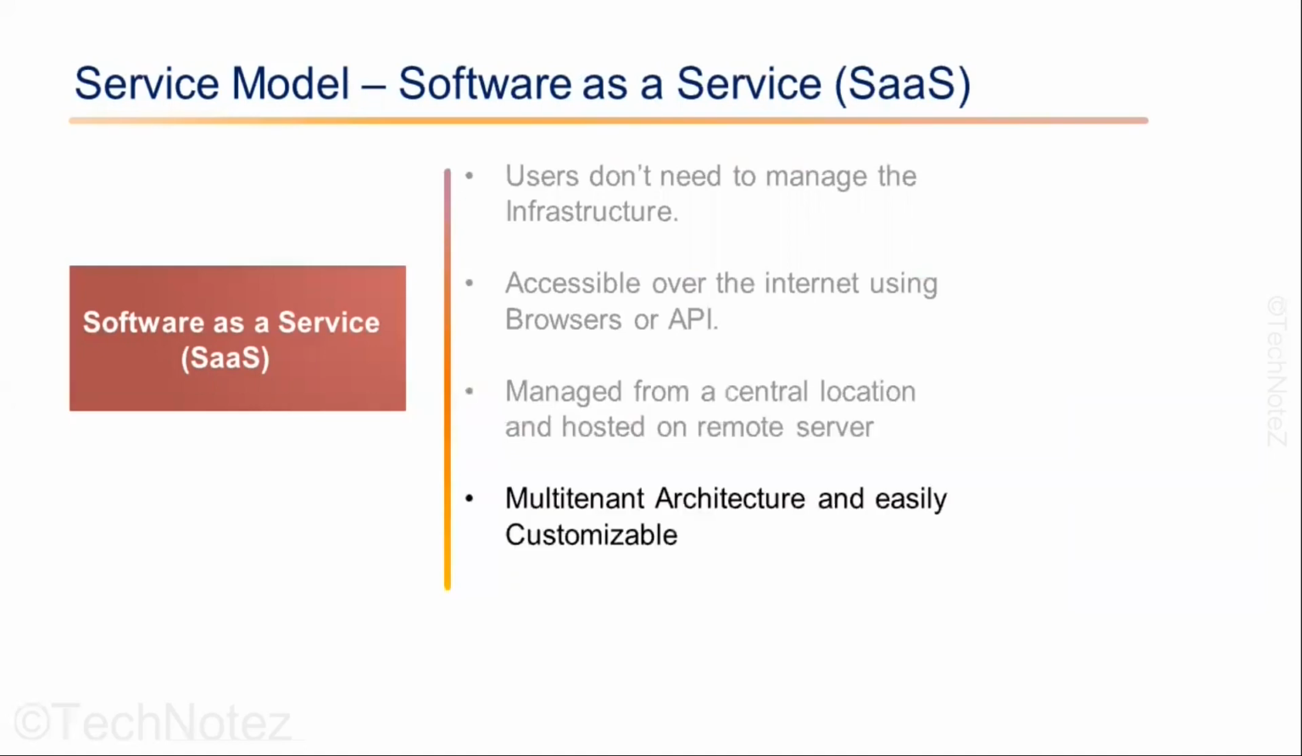Software as a service is a multi-tenant architecture and easily customizable, which means multiple users run the resources on shared infrastructure and use the same computing resources. The data and workload of each user is logically separated and remain isolated from the data of other users. SaaS is easily customizable and designed to fit any organization's unique requirement without changing the organization's infrastructure.